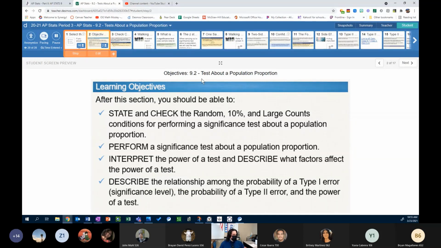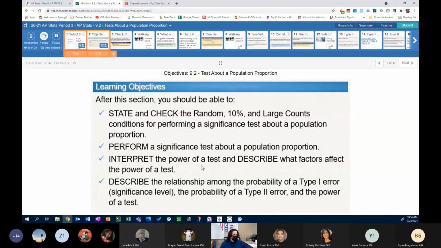All right, so our objectives for section 9.2, which is tests about a population proportion. We need to be able to state and check the random, 10%, and large counts conditions for performing a significance test about a population proportion. These are the same 3 conditions that we had to check before finding a confidence interval in chapter 8. We need to be able to perform a significance test about a population proportion.